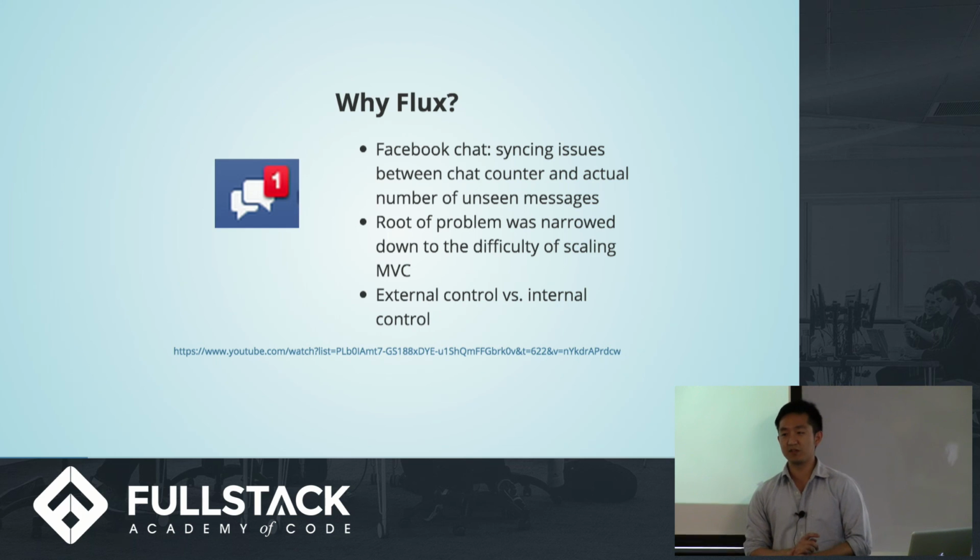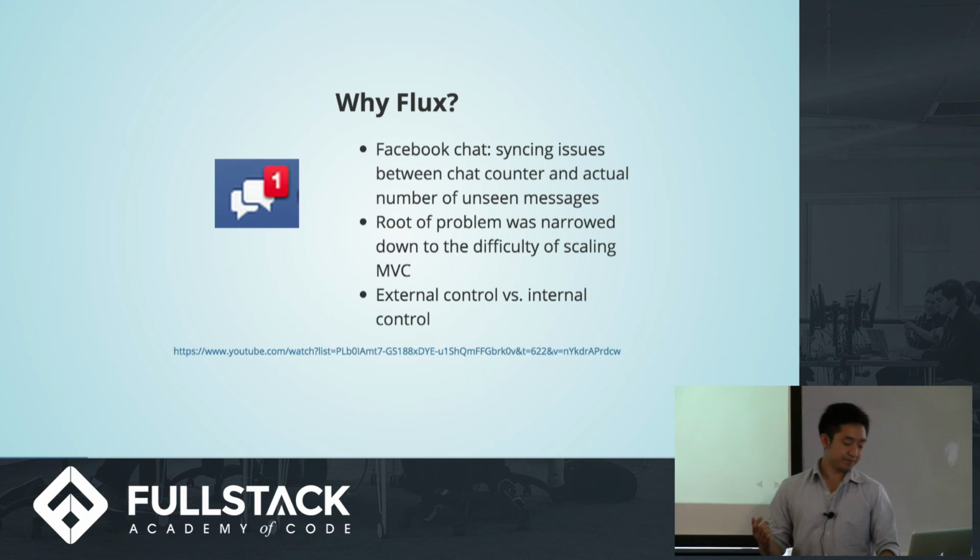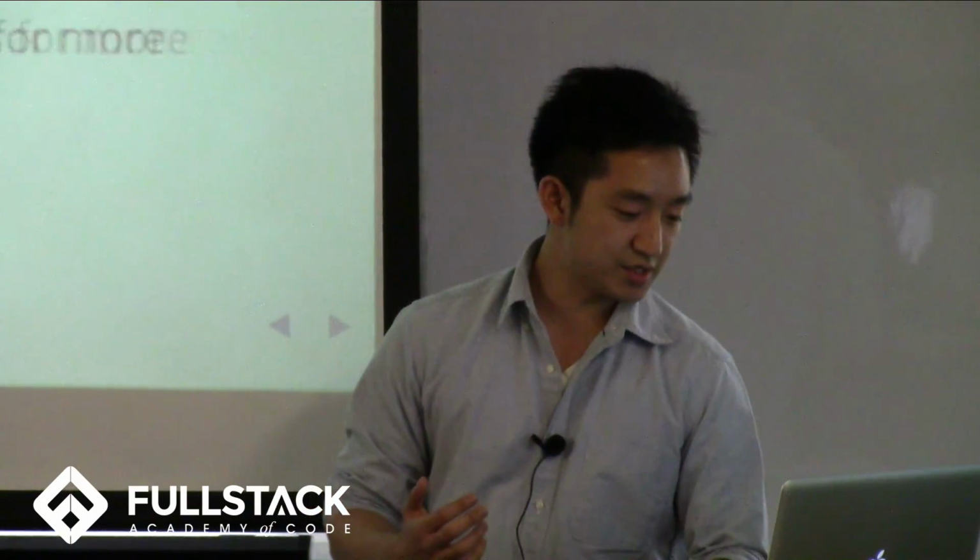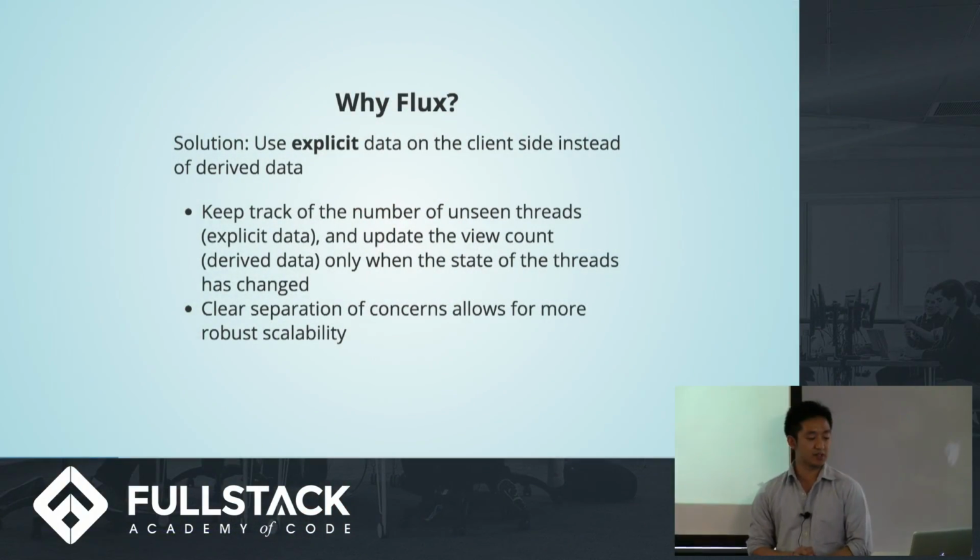One of the reasons MVC wasn't good for this was because the data was being controlled externally. So they decided to go to internal control. What that basically means is that the only thing able to change the data of something is itself. So basically, use explicit data on the client side instead of derived data.